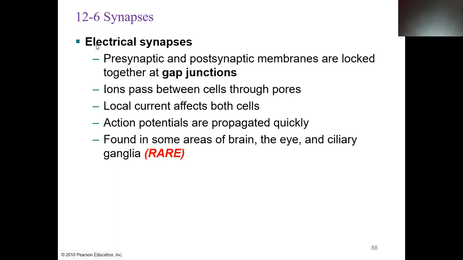So you can see the electrical synapses, the pre and the postsynaptic membrane will be locked at gap junctions. Because they're locked together at gap junctions, this information is going to be able to pass through the gap junction instead of having to diffuse across a space. So it's going to be moved very quickly and it's going to be pretty efficient.